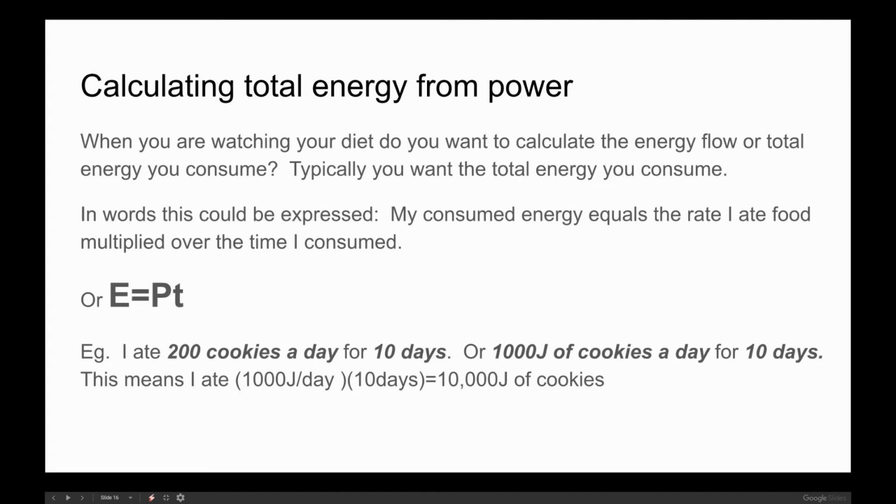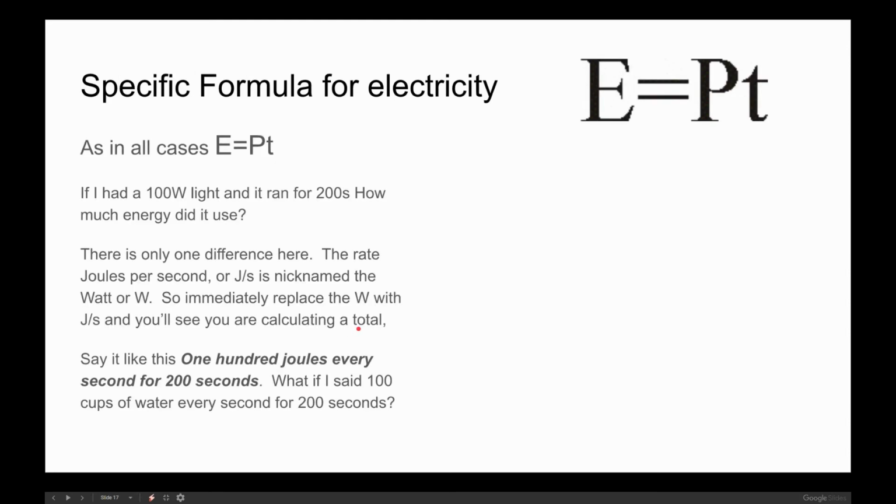You multiply. So I eat 1,000 joules of cookies a day for 10 days. If I decided that the cookies were 5 joules per cookie, like the previous example, this means I ate 1,000 joules a day times 10 days equals 10,000 joules of cookies. It's exactly like calculating your pay when you know the rate of your pay, except the time is in seconds.